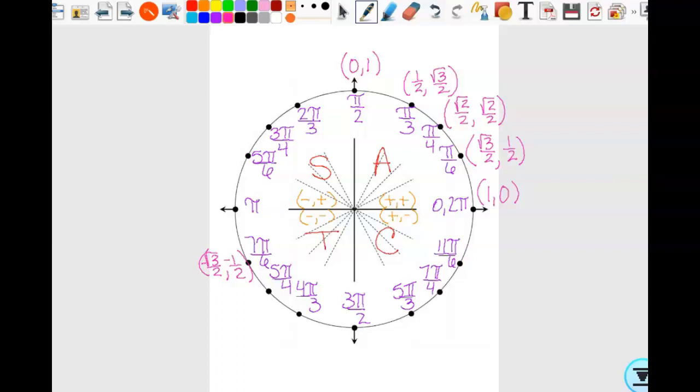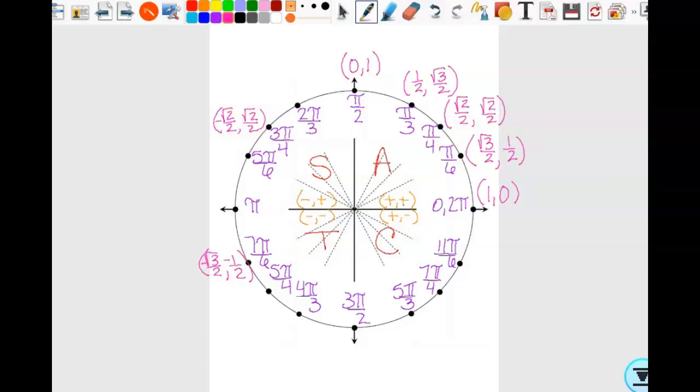So fill in, let's do 3 pi 4ths. So here it's pi 4ths, so I know that it's square root of 2 over 2 and square root of 2 over 2. And since it's in the second quadrant, sine is positive, which means cosine is negative.